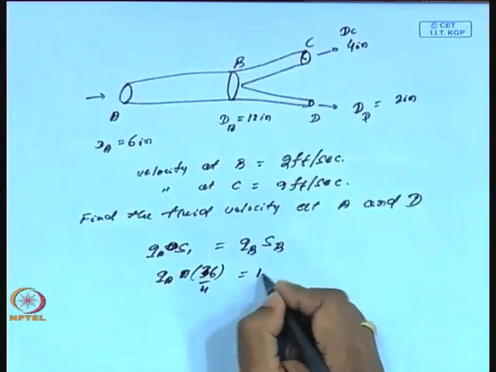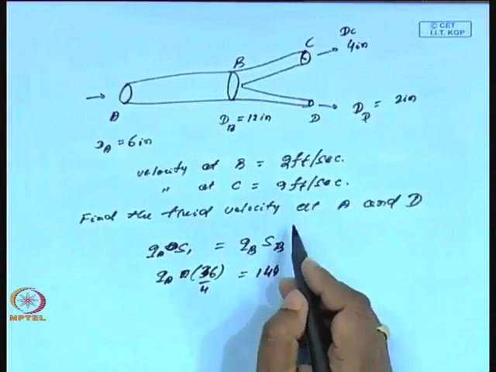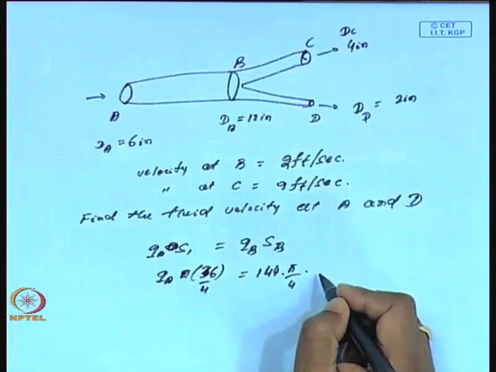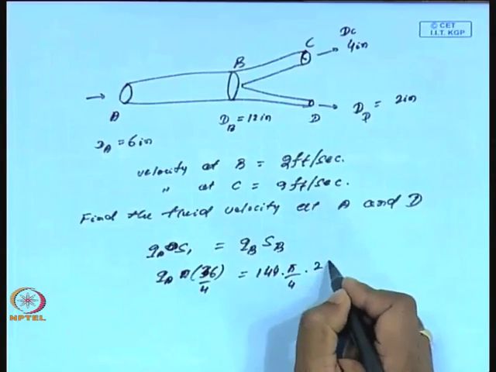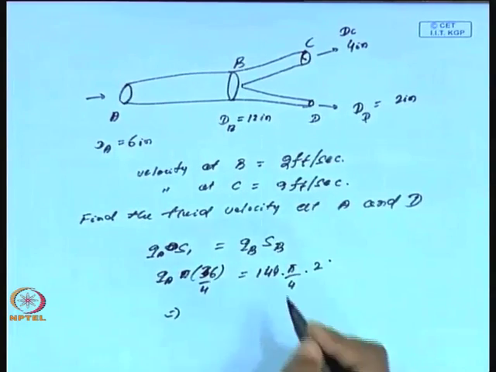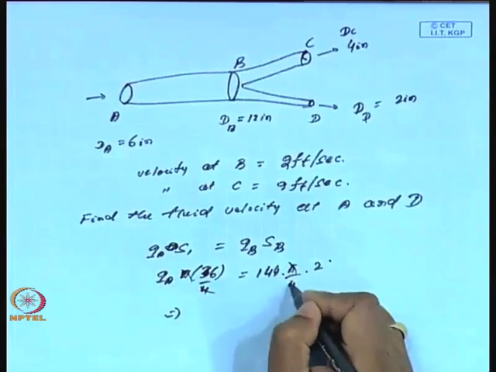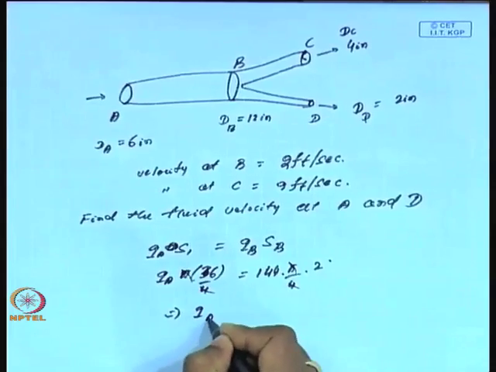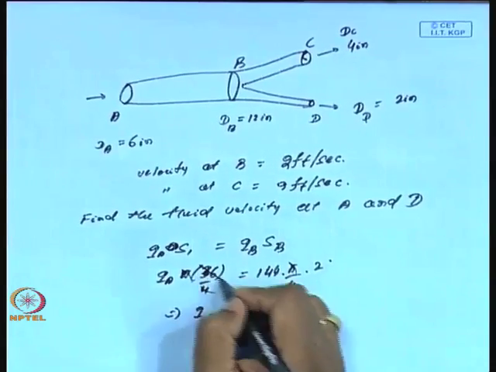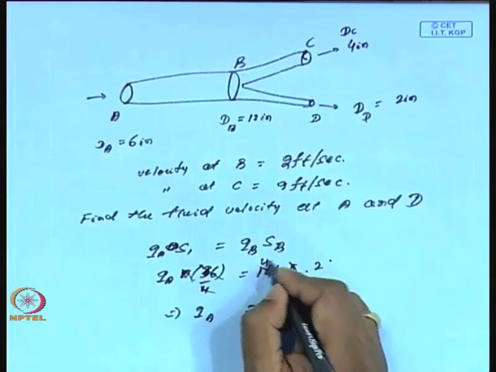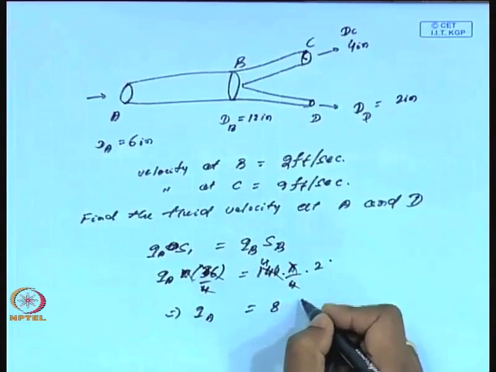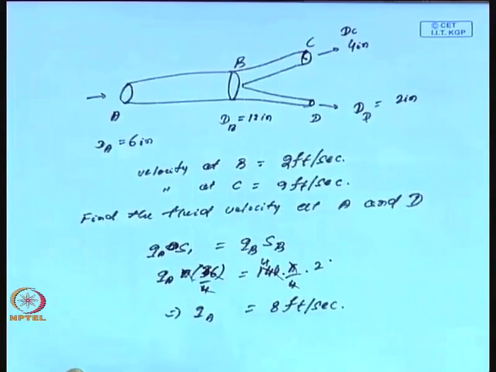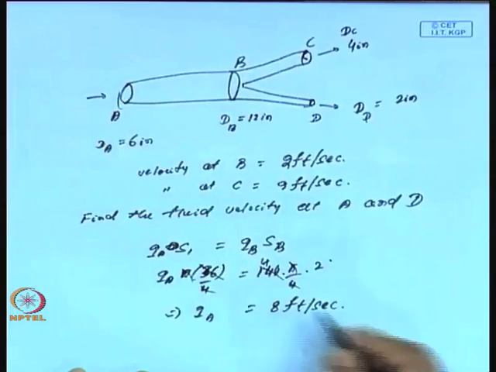QB here, it is 144 into pi by 4 into QB at this point, which is 2 feet per second, which gives me my pi will cancel, 4, then I have QA will be, if I cut this with this, then it will be 4. So 4 into 2 is equal to 8. So QA is 8 feet per second. So my speed here becomes 8 feet per second.